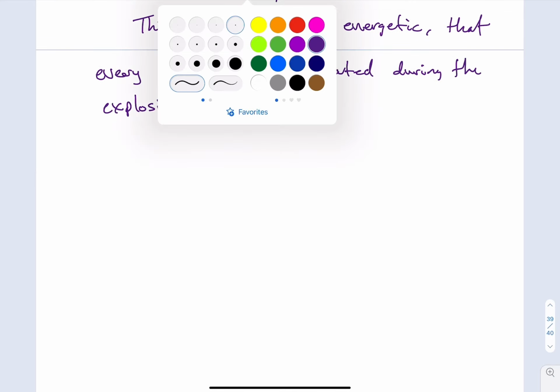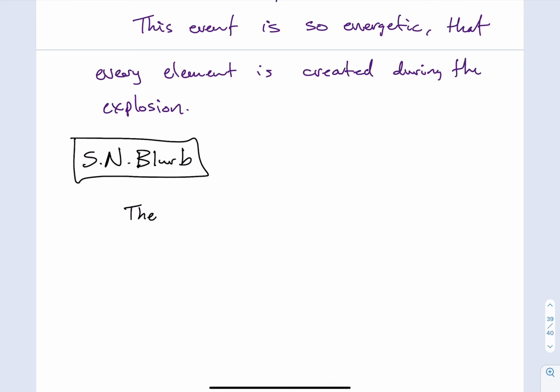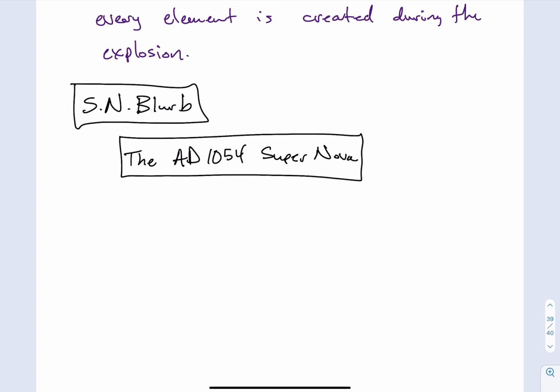I want to do a little blurb. Supernova blurb. So it turns out there's a well-known supernova. I'm going to call it what they do, the AD 1054 supernova. It was recorded by China. So they thought they saw a star appear in the sky, which was actually the supernova. So there was no star there one day, and then all of a sudden, a very, very bright star appeared.